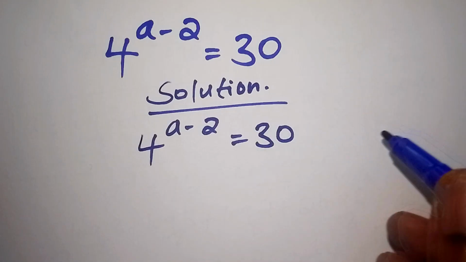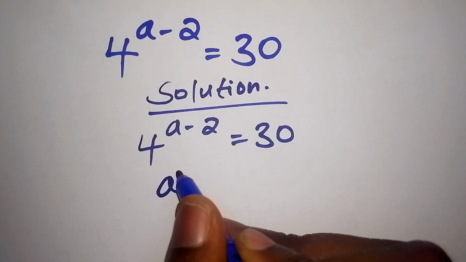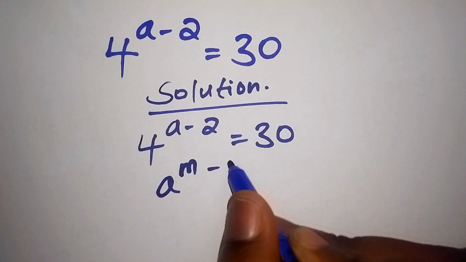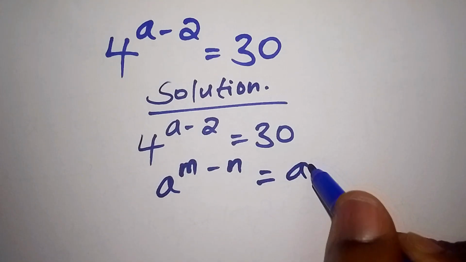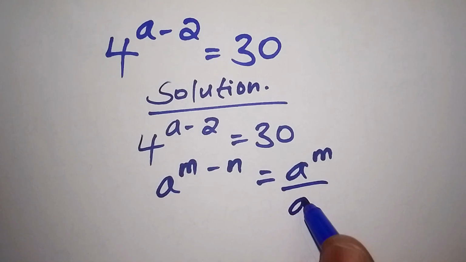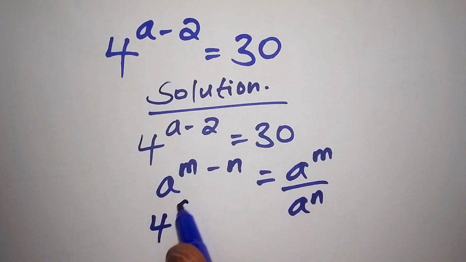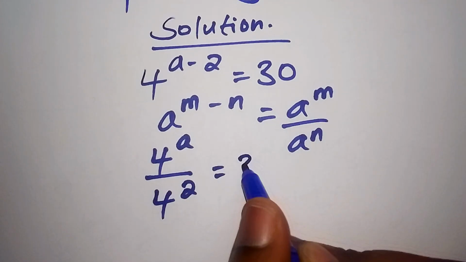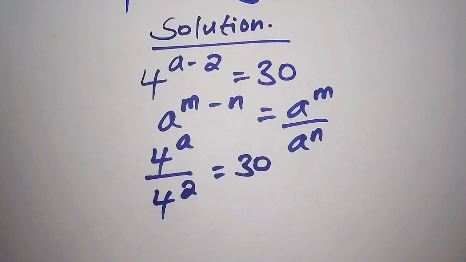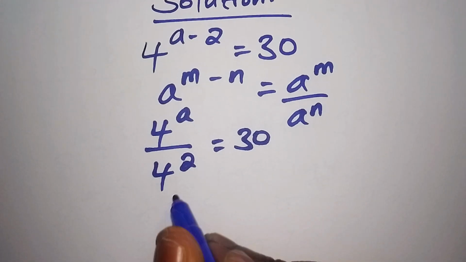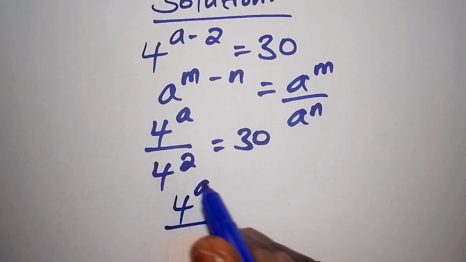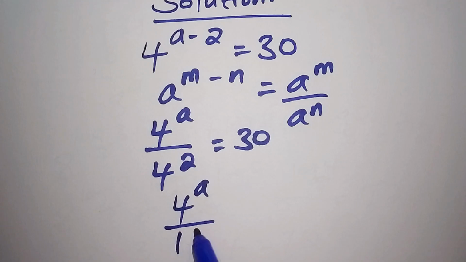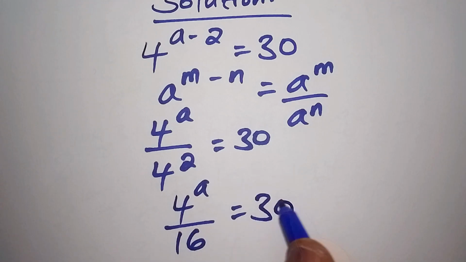The first thing that we need to do, assuming that we have a to the power of m minus n, this can be written as a to the power of m all over a to the power of n. So in this case we now have 4 to the power of a all over 4 to the power of 2 is equal to 30. From here we work it out: 4 to the power of a all over 4 to the power of 2, which is 4 times 4, that is 16, is equal to 30.